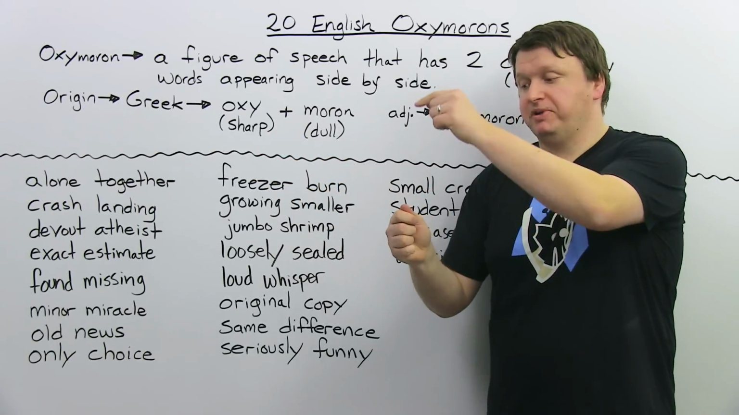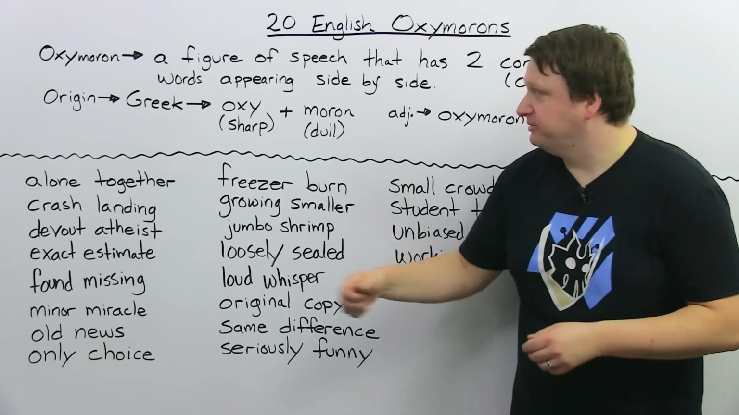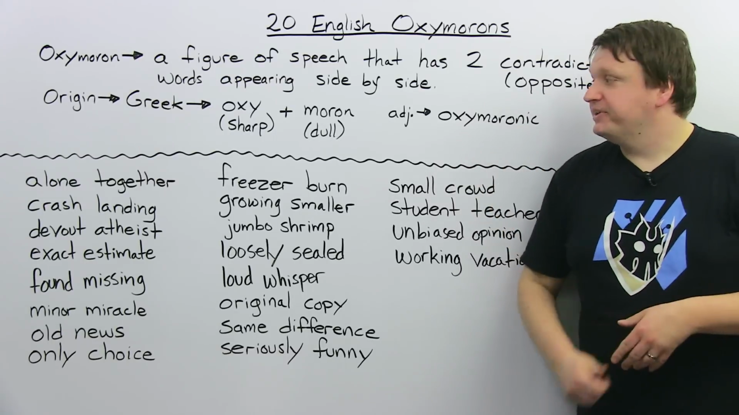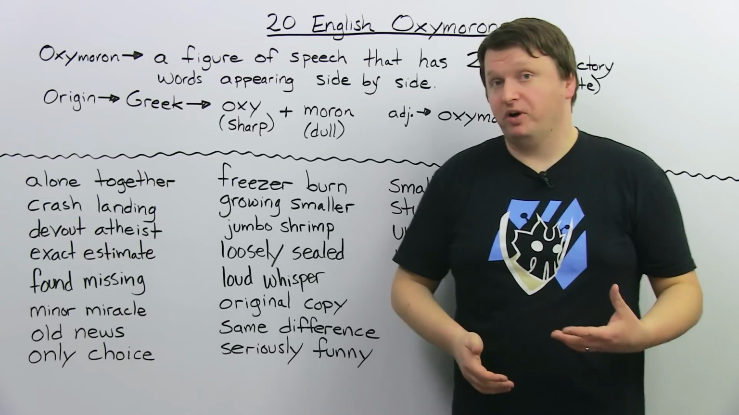So you can have a sharp knife or a dull knife. A dull knife doesn't cut very well, right? Which itself is oxymoronic. So these combinations of words here are oxymoronic.